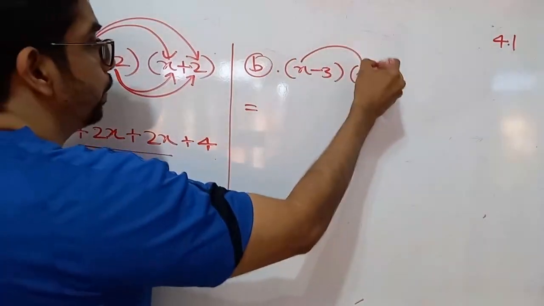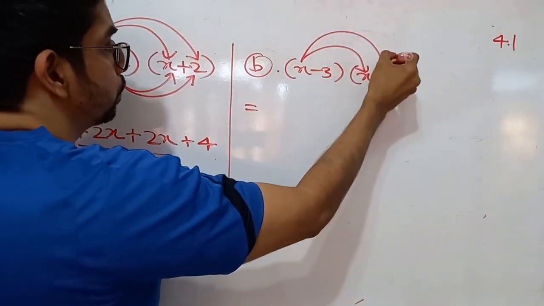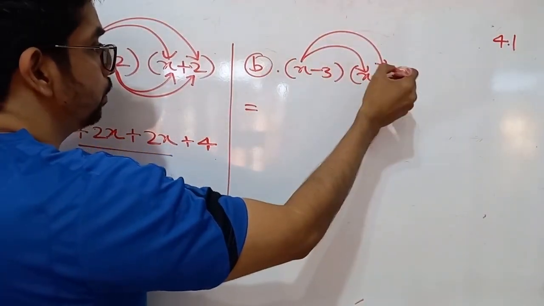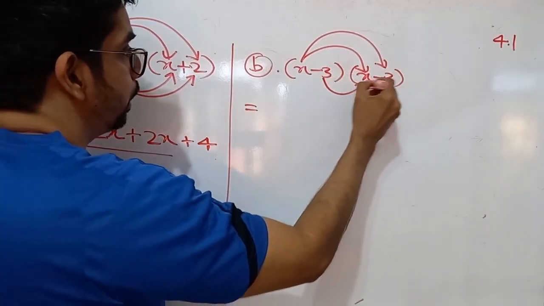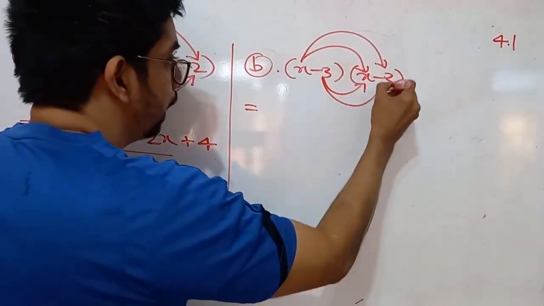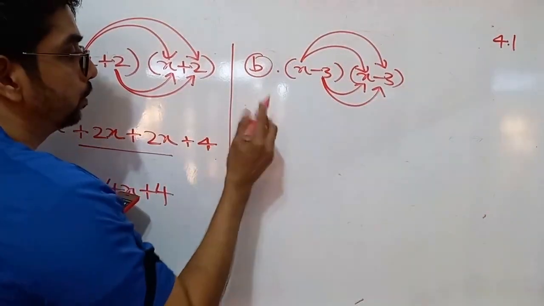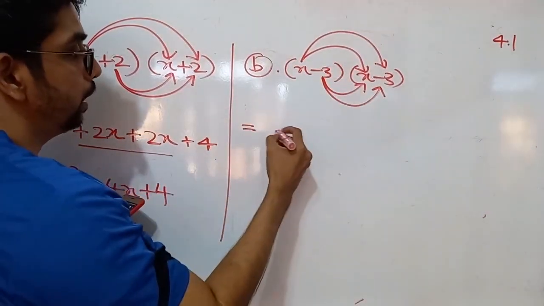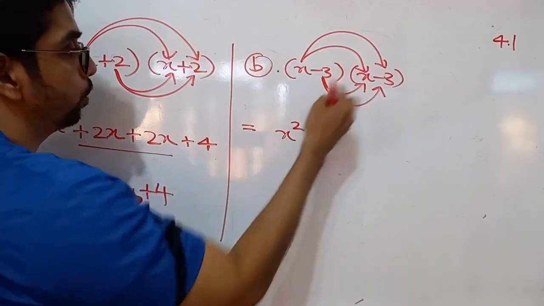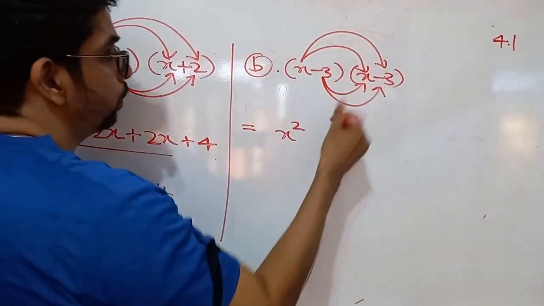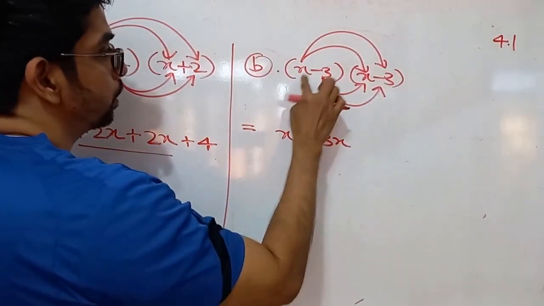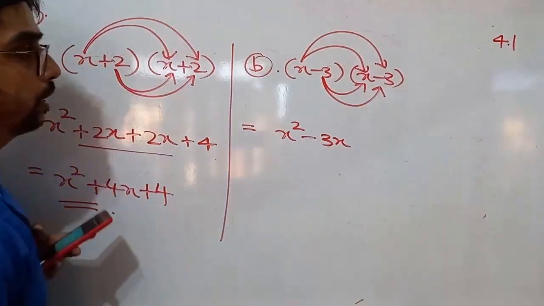Right? So x into x, we have x. Sorry, x into x, then we have x into negative 3. Then negative 3 into x. Again negative 3 into negative 3. Hurry. X into x, we get what? X into x, we get x squared. Positive into positive, that is positive. X into 3, that is 3x. Positive into negative, that is negative 3x.